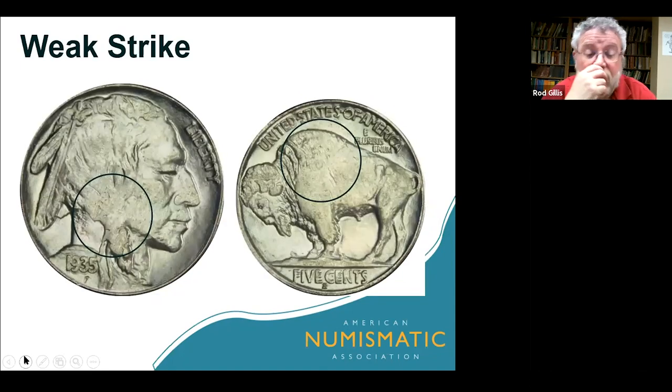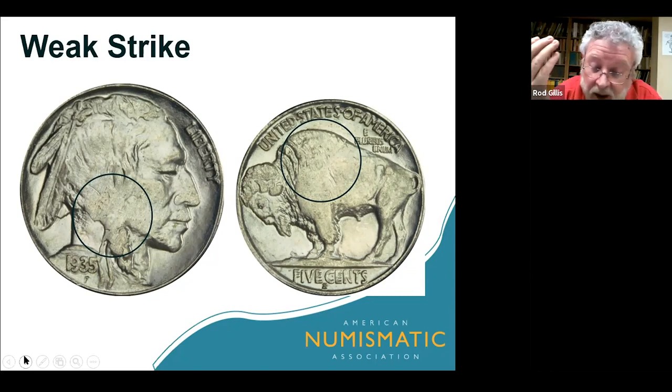Here's a weakly struck buffalo nickel. You look on the obverse, you can see that there's an area where the Native American's hair is that's just sort of like a blob. There's not much definition at all. And on the reverse, on the bison up at the top, there's not a lot of definition either. There are a lot of weak strike nickel coins because the dies tend to wear out faster because nickel is such a hard metal.